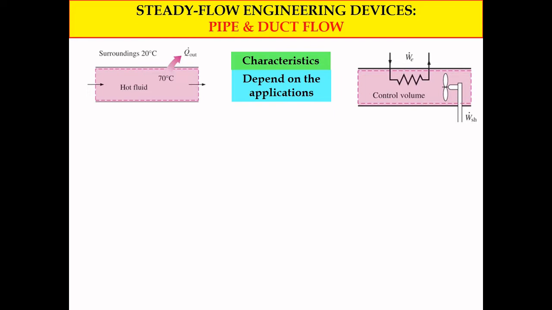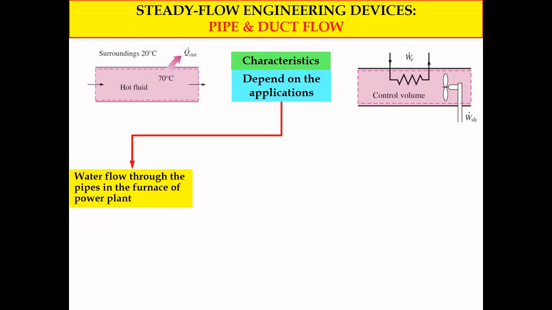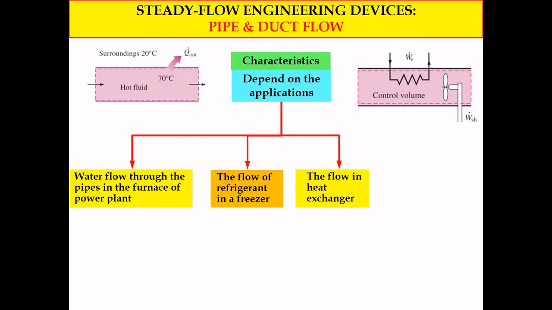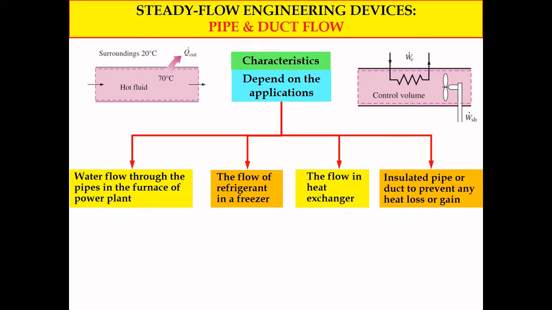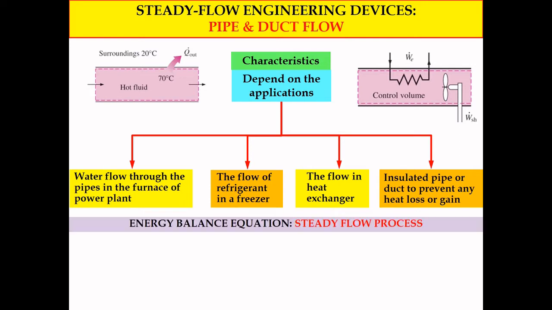depend on the application. For example, we have water flow through the pipes in the furnace of the power plant, flow of refrigerant in a freezer, the flow in a heat exchanger, and systems that involve insulated pipe or duct to prevent any heat loss or gain, and so on.